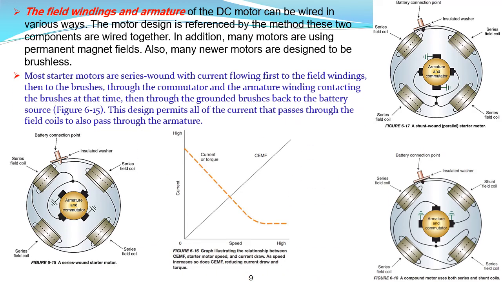Most starter motors are series wound, with current flowing first to the field windings, then to the brushes, through the commutator and armature windings, which is the path of the electric current contacting the brushes, then through the grounded brushes back to the battery source. This design permits all of the current that passes through the field coils to also pass through the armature.